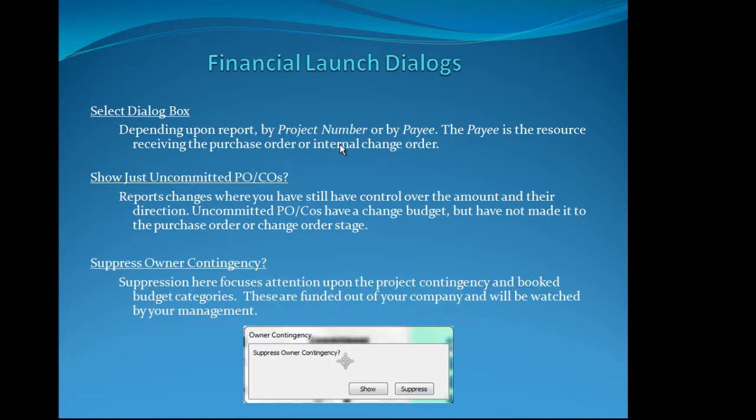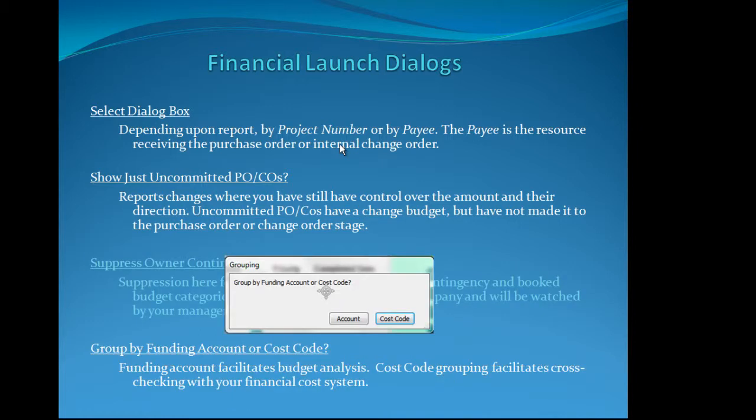Suppress owner contingency. Suppression here focuses attention upon the project contingency and budget categories. These are funded out of your company and will be watched by your management, unlike owner contingency to that extent. The last dialog box you will see in some reports is grouping by funding account or cost code. The funding account choice facilitates budget analysis. The cost code grouping facilitates cross-checking with your financial cost system.